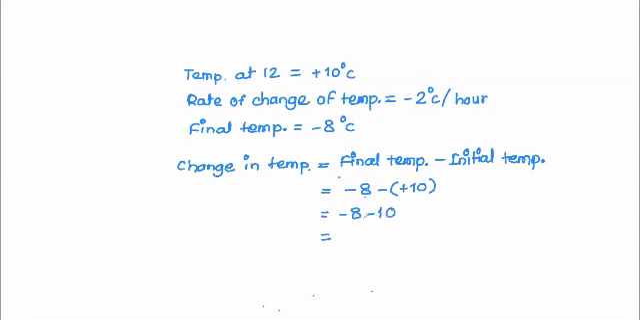Minus minus, same signs means the operation is addition. 10 plus 8 is 18 and the result gets the sign of the greater number, in this case 10, and the sign is minus. So minus 18. Minus 18 degrees centigrade is the change in temperature. Now what we want to know is in how many hours this change has happened. So hours for change is equal to change divided by rate of change.